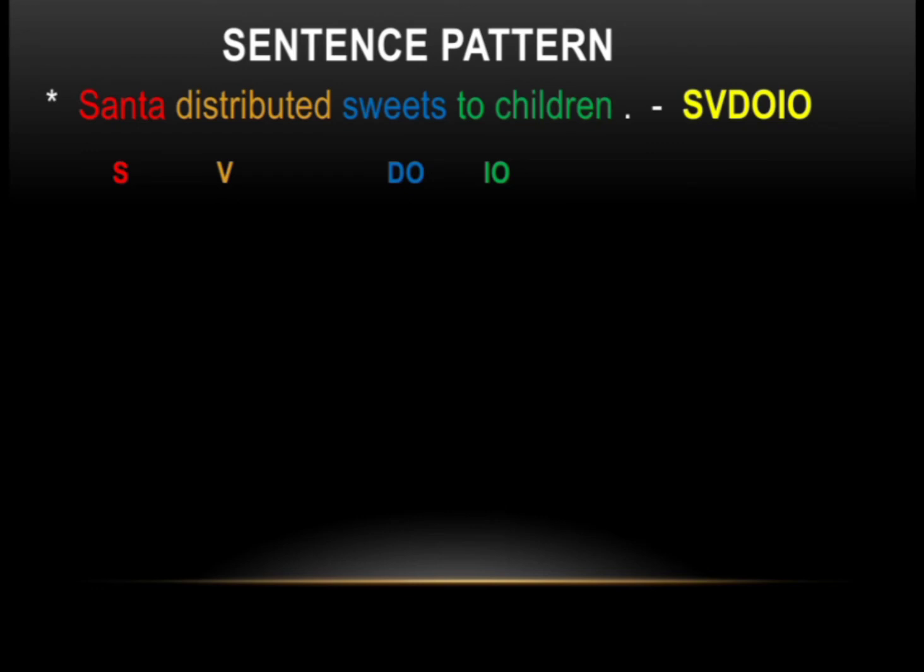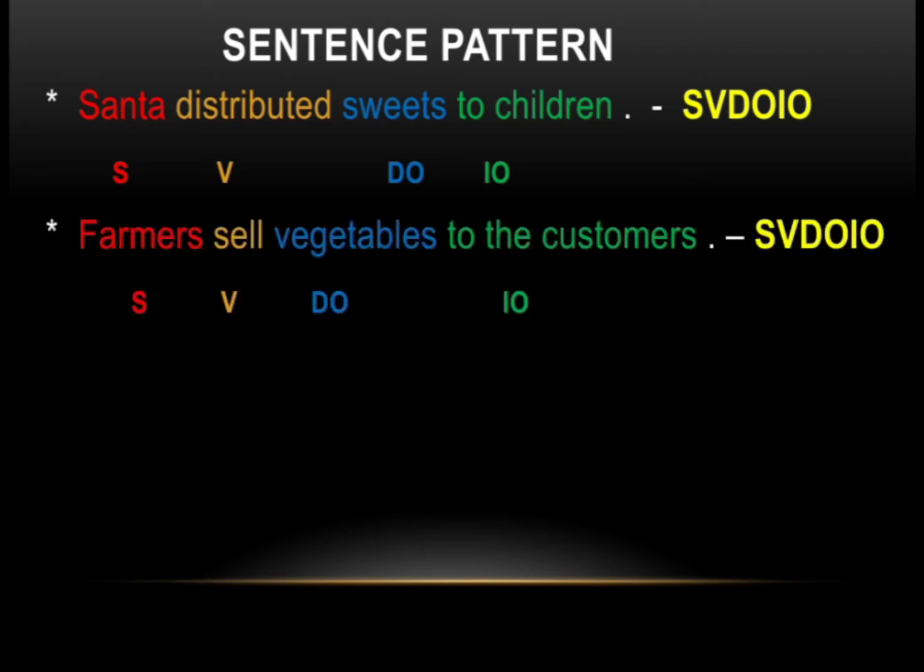Now let us have a look at a few more examples. Santa distributed sweets to children. Here, Santa is the subject, distributed is the verb. What did he distribute? Sweets. So that is the direct object. To whom did he distribute? To children. And this is the indirect object. And the pattern is SVDOIO.